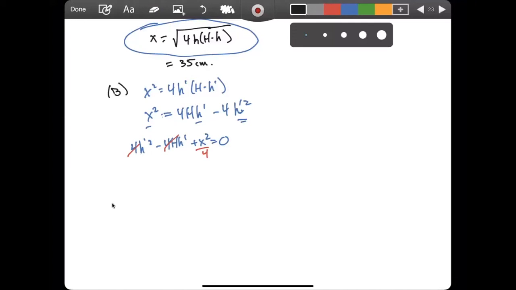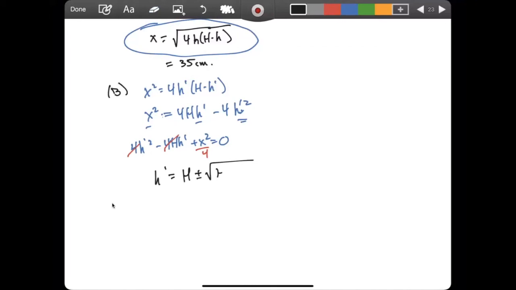So good. So now I'm going to get that little h prime is then going to be minus B, which is then just capital H, plus or minus the square root of capital H squared, minus 4 times A, which is 1, times C, which is then x squared over 4. So that way my 4s are going to cancel. All then divided by 2 times A, which is then 2. Actually, no, not capital H, just 2. There we go.